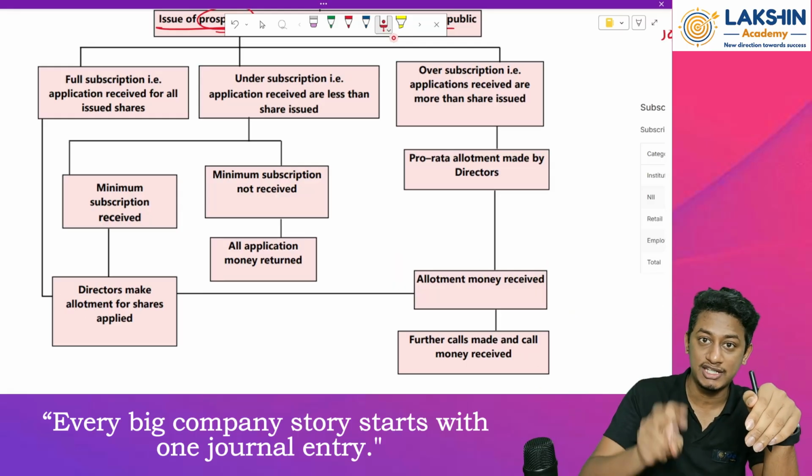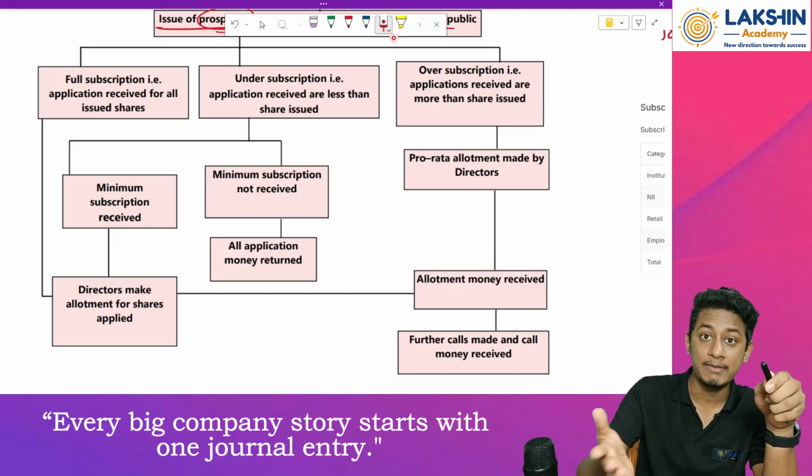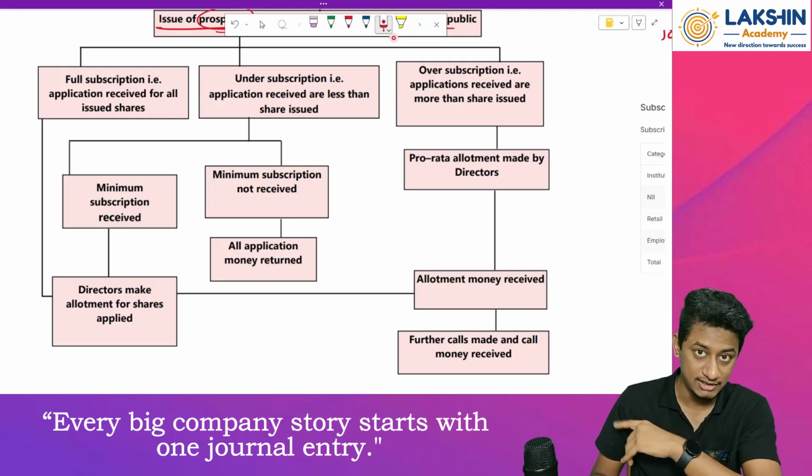So once the allotment is done, we receive something called allotment money. See, on application we receive, let's say, 2 rupees. Out of 10 rupees, I am receiving 2 rupees on application. The remaining money can be received on allotment or final call. That I will discuss in the further slides.